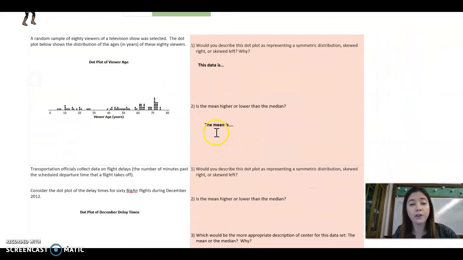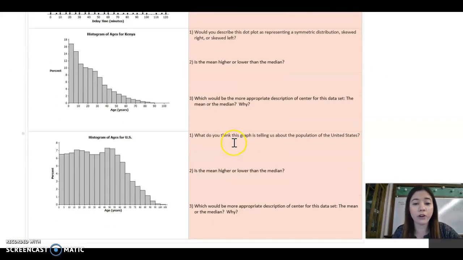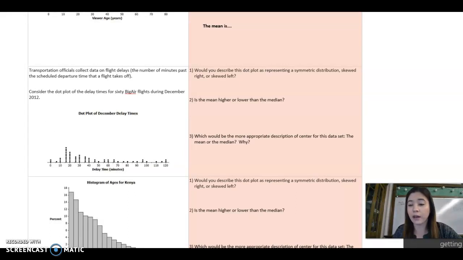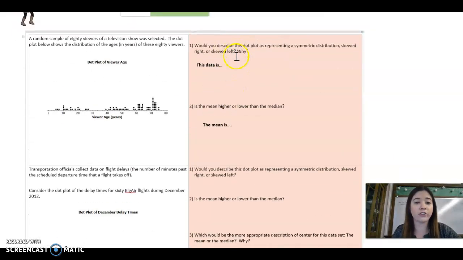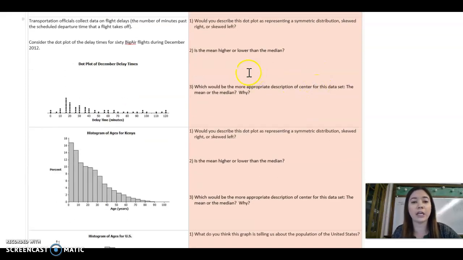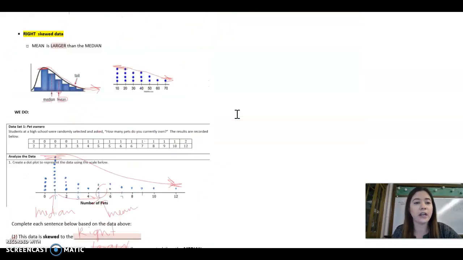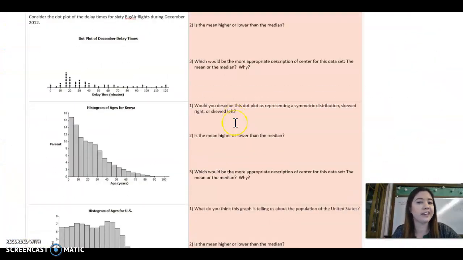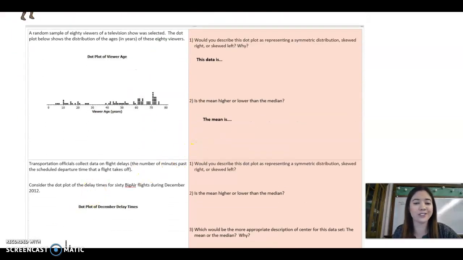All right, I want you to go ahead and try these 4 problems. You have 4 different graphs, and I want to know what direction is it skewed? Is the mean higher or lower than the median? Same all the way down. And then I'm going to ask you questions. Well, what do you think the most appropriate measure of center is? So give these a shot and good luck. Message me when you have finished so I can check your answers and see how you did.